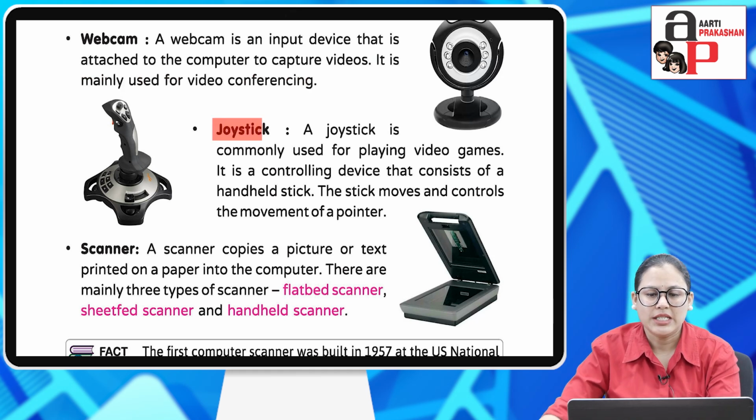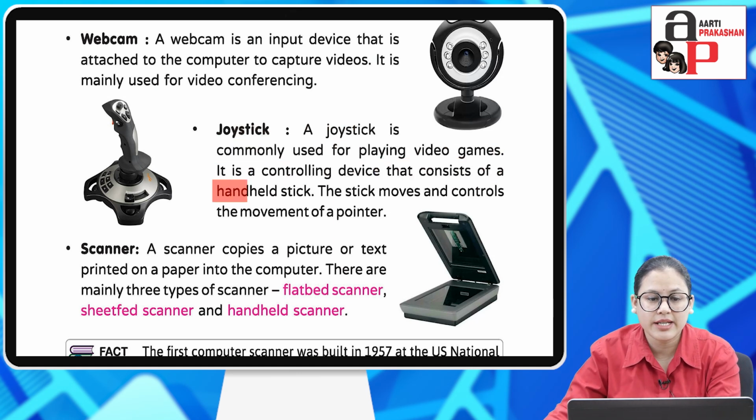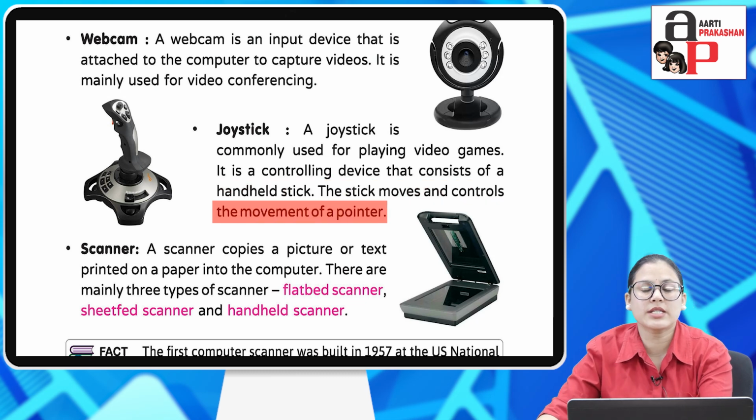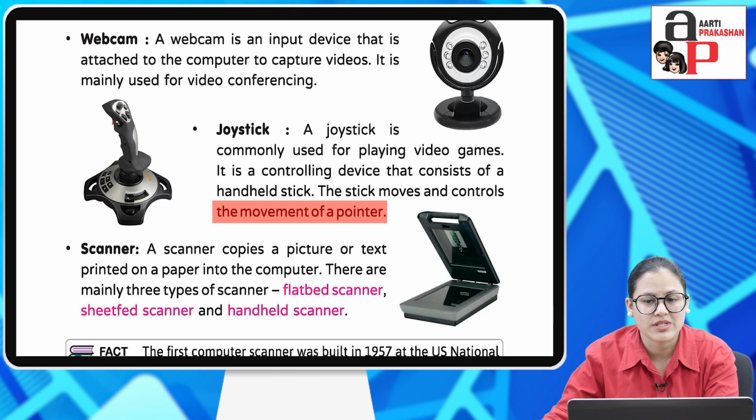Next is joystick. A joystick is commonly used for playing video games. It is a controlling device that consists of a handheld stick. The stick moves and controls the movement of our pointer. Okay, so a joystick is used whenever we play video games, right?